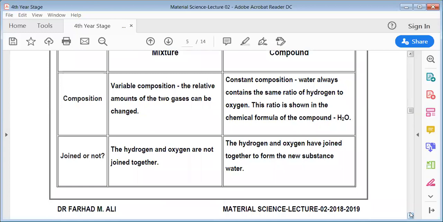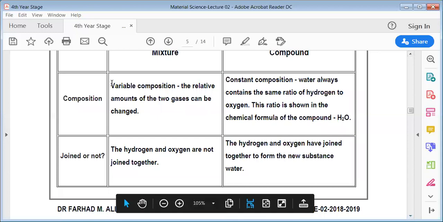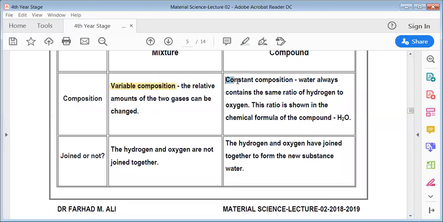So let's talk about the composition of a mixture: variable composition. Remember the word variable for mixture. The relative amounts of the two gases can be changed. For example, you have a mixture of two gases. You can change the composition, the ratio, as you wish. But a compound has constant composition. Look at these two words. That's variable composition. That's constant composition. Okay?